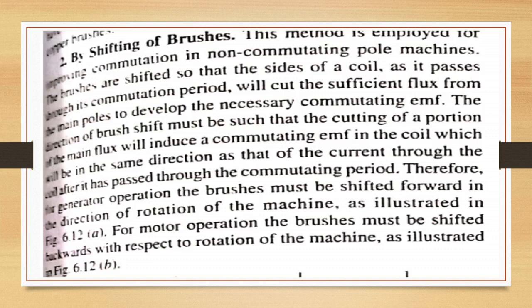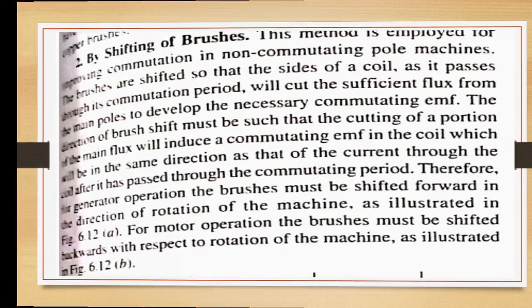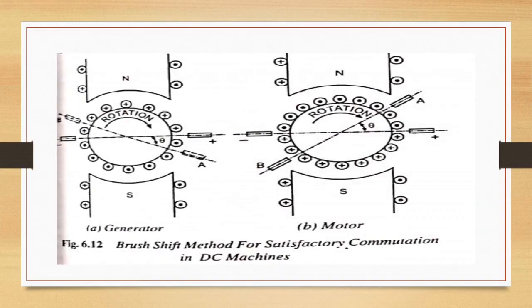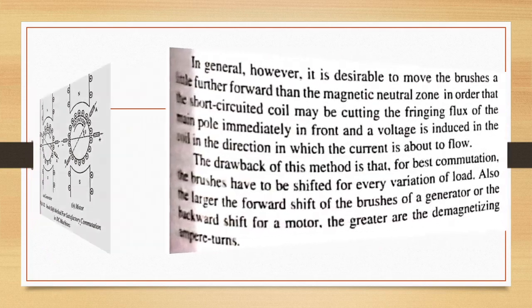So therefore, for generator operation, brushes must be shifted forward in the direction of rotation of the machine. For motoring action, brushes must be shifted backwards with respect to the rotation of the machine. So this is a diagram showing the brush shift method for satisfactory commutation in a DC machine. Left hand side is showing the generator, right hand side is showing the motor.